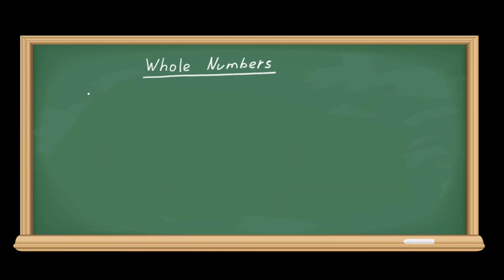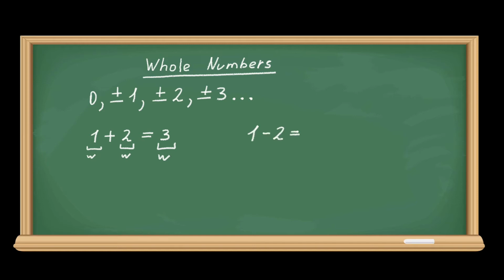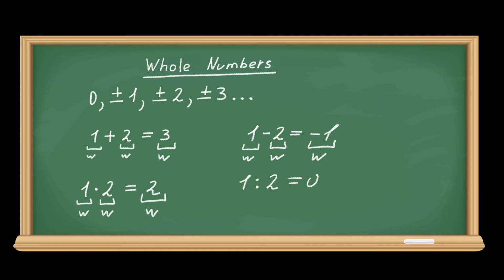Now let's talk about whole numbers. Whole numbers is a set of numbers which includes positive and negative integers, including 0. There are also rules regarding the whole numbers. Whenever we add, subtract, or multiply two whole numbers, our answer will always be a whole number. However, whenever we divide one whole number by another whole number, we don't always get an answer as a whole number.